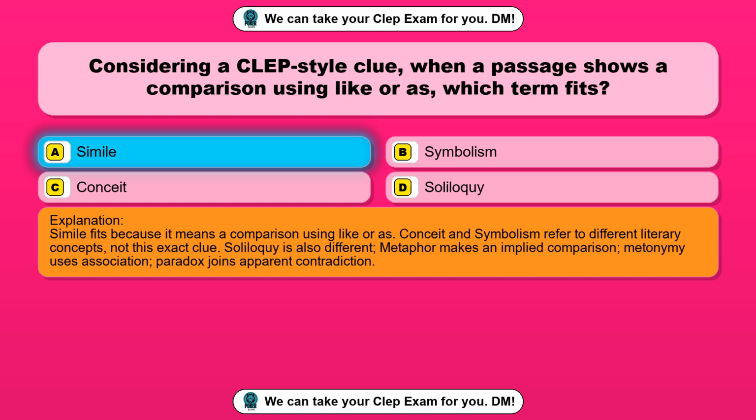Simile fits because it means a comparison using like or as. Conceit and symbolism refer to different literary concepts, not this exact clue. Soliloquy is also different. Metaphor makes an implied comparison, metonymy uses association, paradox joins apparent contradiction.